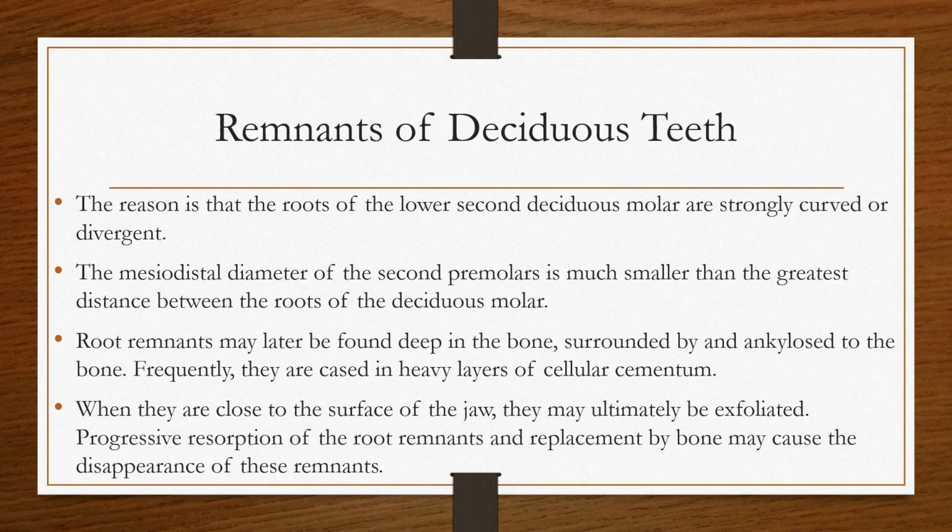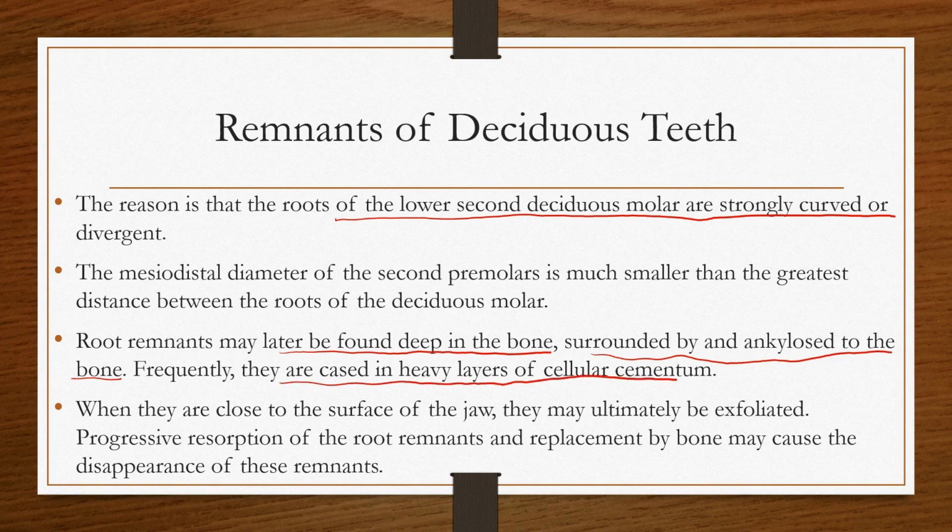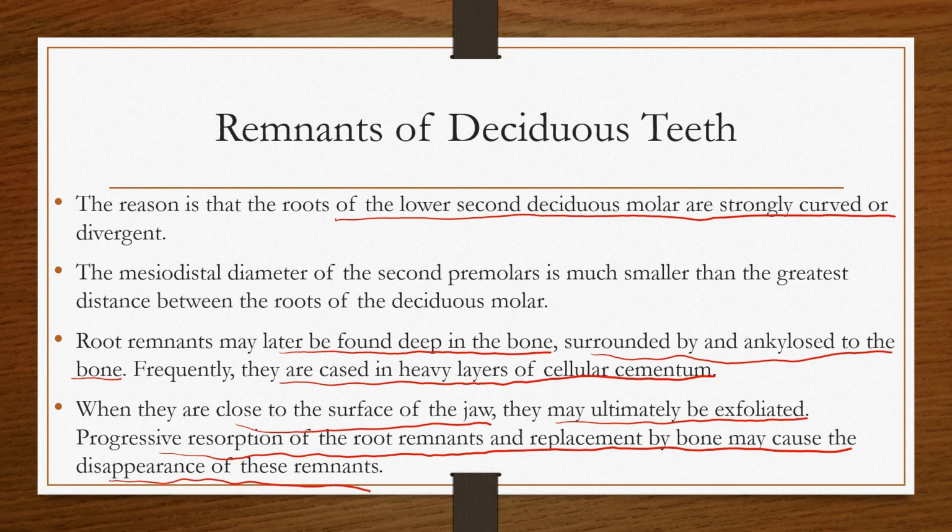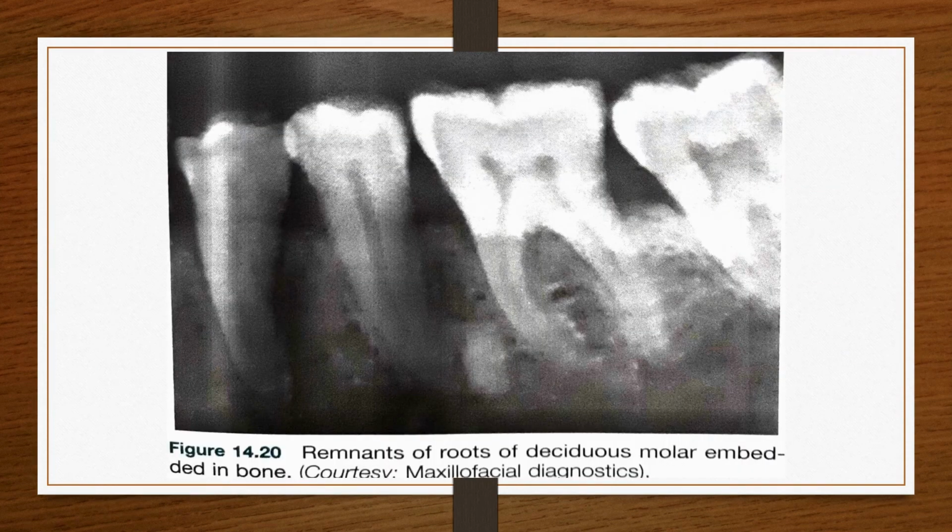The reason is that roots of the lower second deciduous molar are strongly curved. So what will happen then? The root remnants may later be found deep in the bone, surrounded by and ankylosed to the bone. Frequently, they are encased in heavy layers of cellular cementum. When they are close to the surface of the jaw, they may ultimately be exfoliated. Progressive resorption of the root remnants and replacement by bone may cause the disappearance of the remnants. See, this is how the remnants of the deciduous molar are embedded. See here, this is very specially carved.